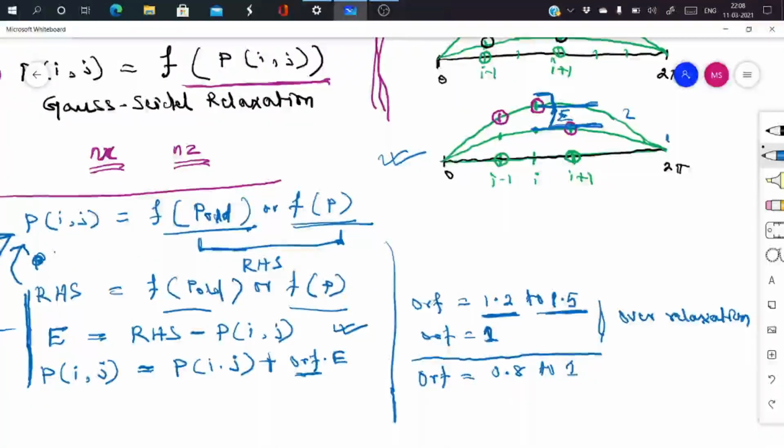So here actually you are reducing the value of this ORF. That means whatever delta was there, you are taking less than that. So deliberately you are reducing the increment in the next iteration, and by that you are decreasing the instability. So if you use this ORF less than 1, then it is known as under relaxation.